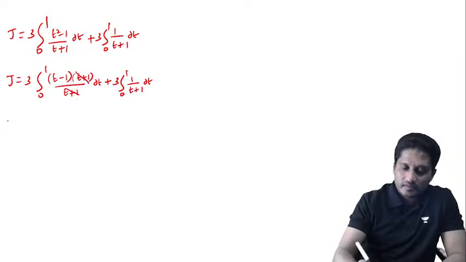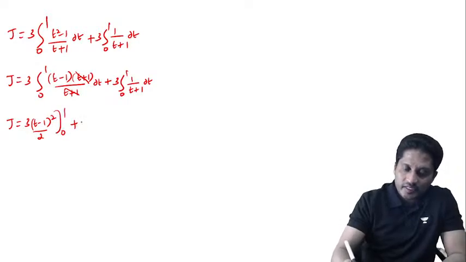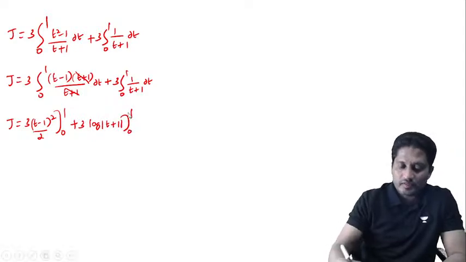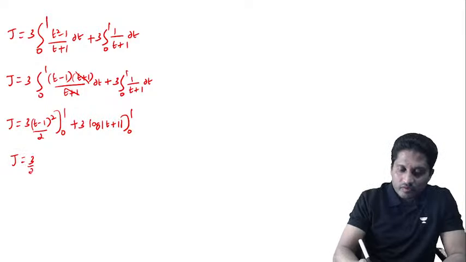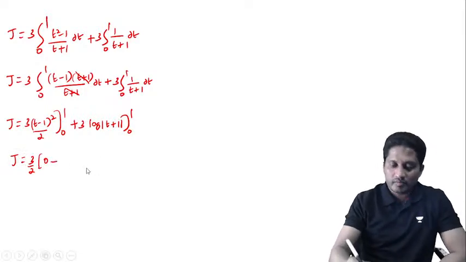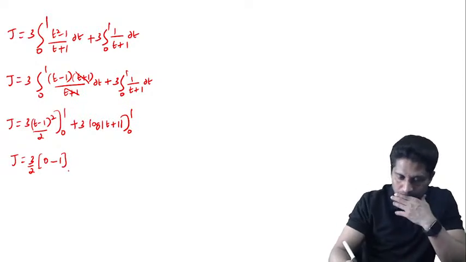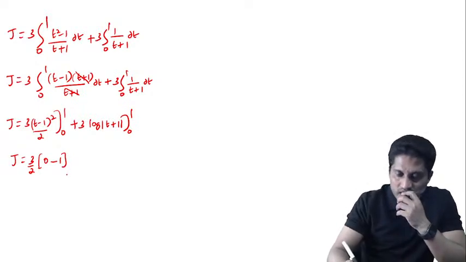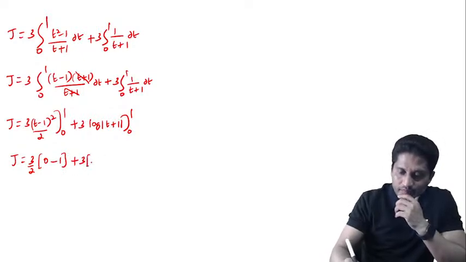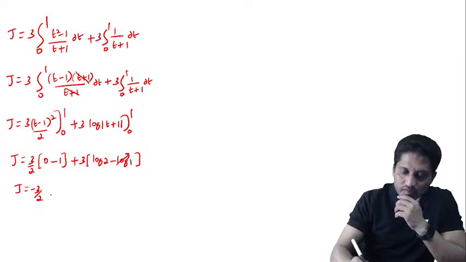This will cancel. J is equal to 3 times integration of t, which is t square by 2, between the limits 0 to 1, and integration of 1 by x is log x, so log of t plus 1 between the limits 0 to 1. And 3 by 2 upper limit 1 minus 1 is 0, lower limit is 0 minus 1, the whole square is 1. Okay, and then plus 3 times upper limit is log 2, lower limit is log 1. Log 1 to any base is 0.